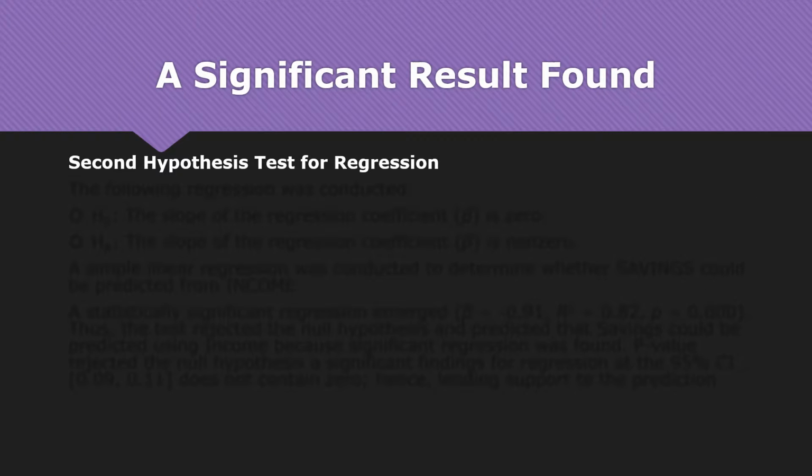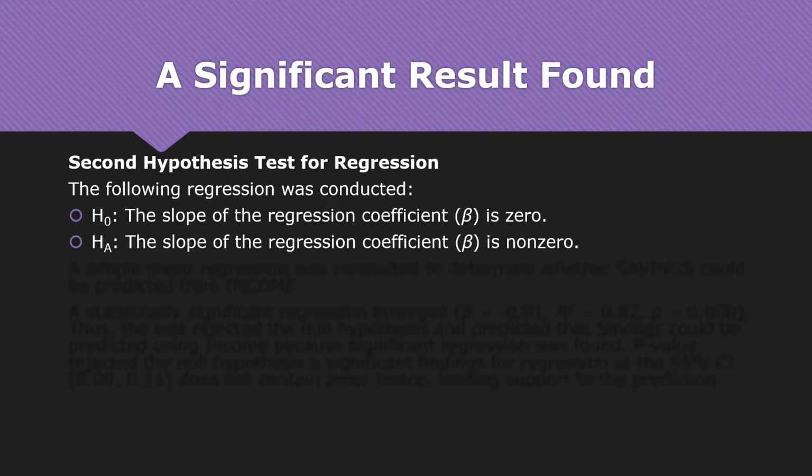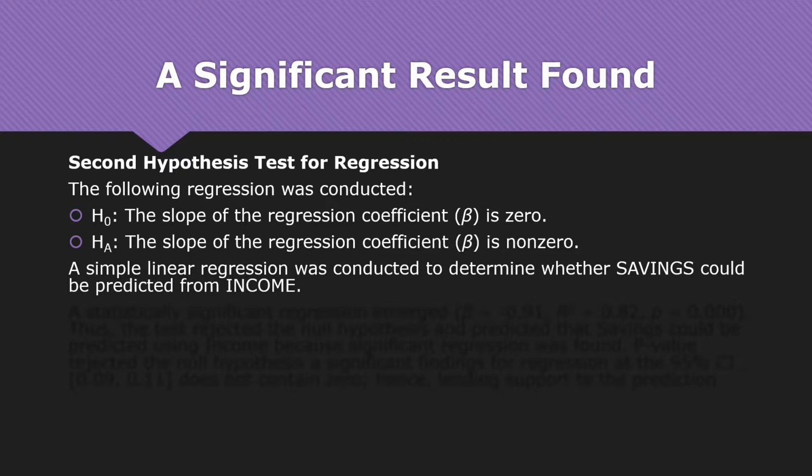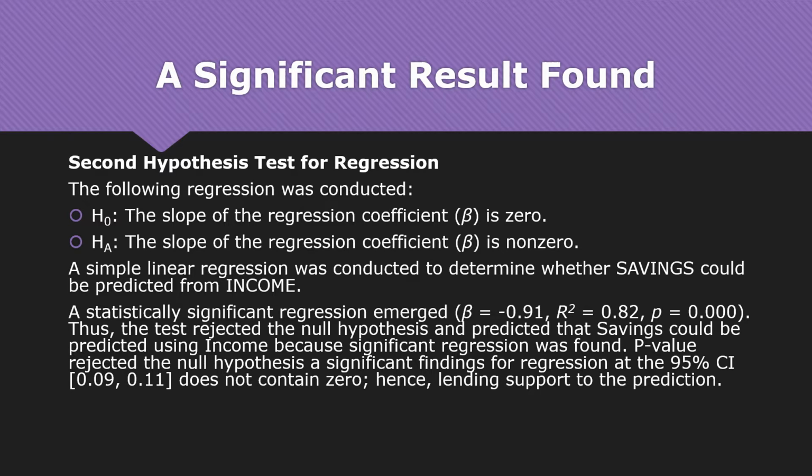The second hypothesis test for regression: a significant result found. The following regression was conducted. The H0: the slope of regression coefficient beta is 0. The HA: the slope of regression coefficient beta is non-zero. A simple linear regression was conducted to determine whether savings could be predicted from income. A statistically significant regression emerged.